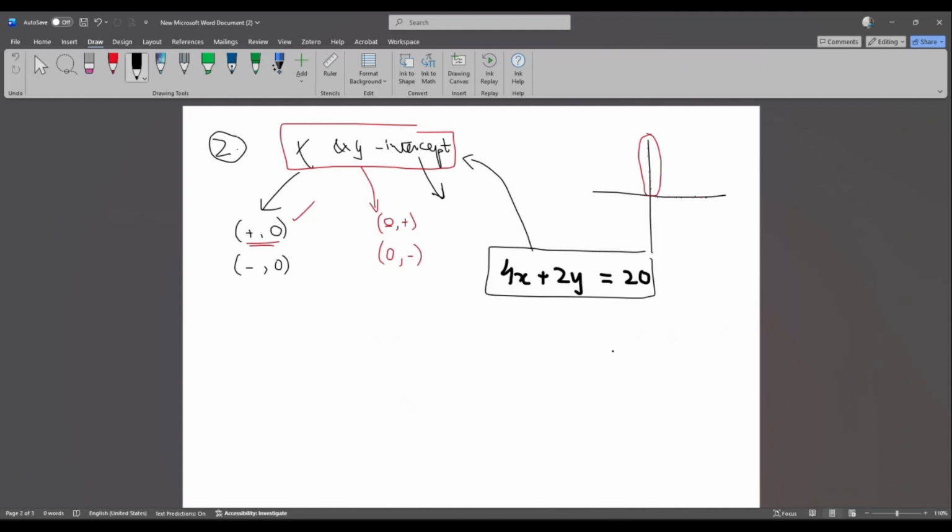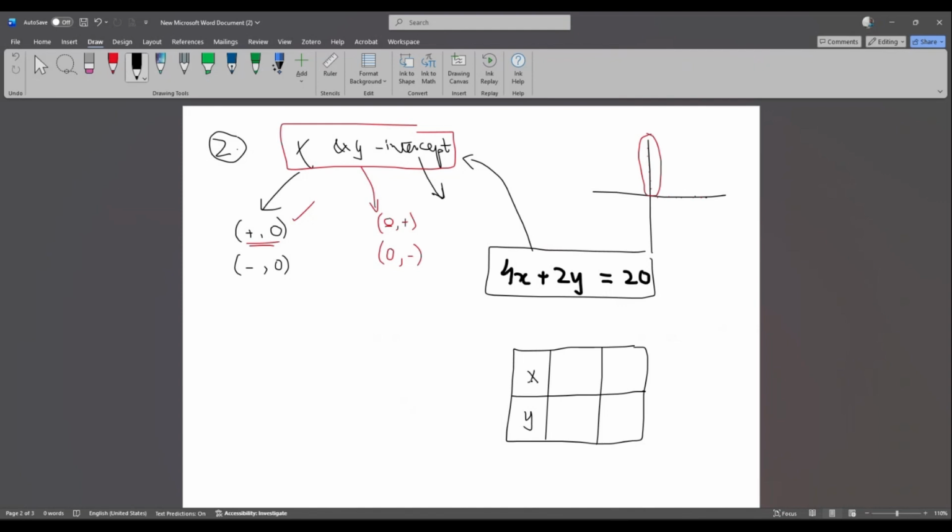Now, how to proceed further? Now we are supposed to find the ordered pairs for the x- and y-intercepts. For that, a very simple method is to make a small table of ordered pairs, and just write x here for the x variable and y here for the y variable. Now remember, it's an equality.